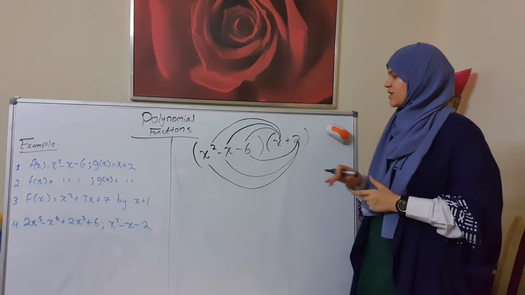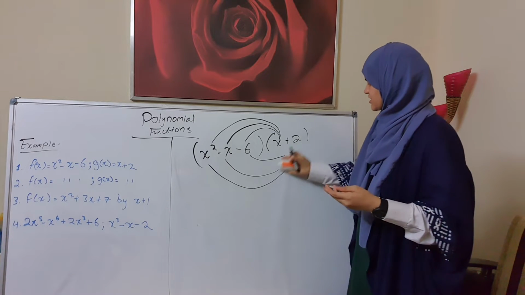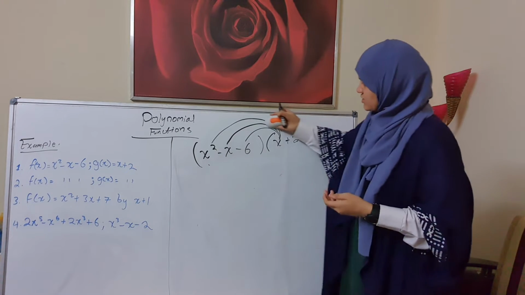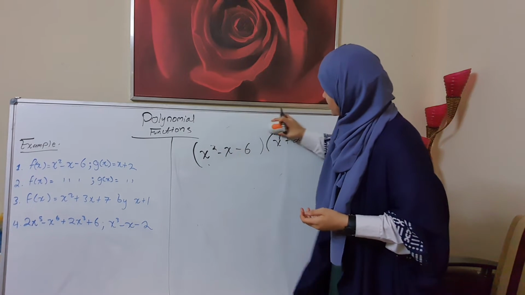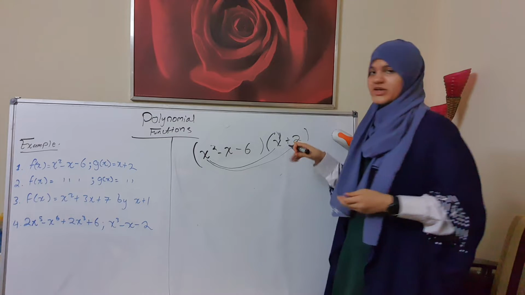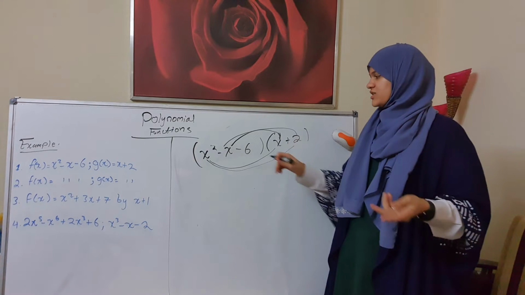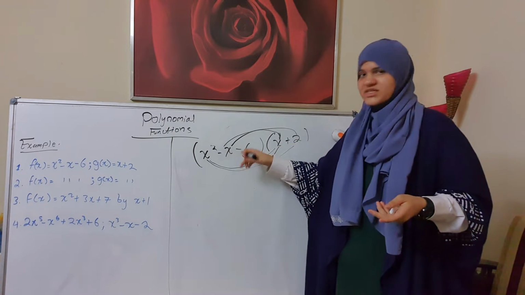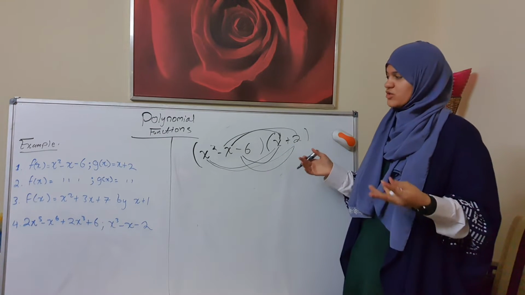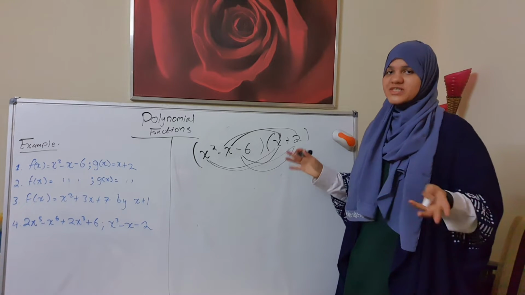We can also reverse it. It will be the same if we take x squared times the other side, like x squared times x and x squared times 2, and then negative x times x and negative x times 2, and also negative 6 times x and negative 6 times 2. We can do it this way too. Either way, the answer will be the same.